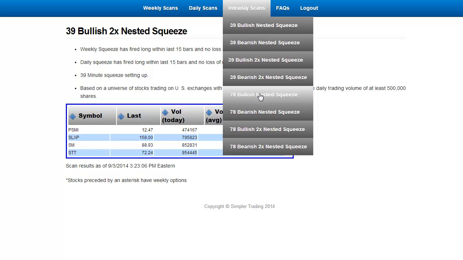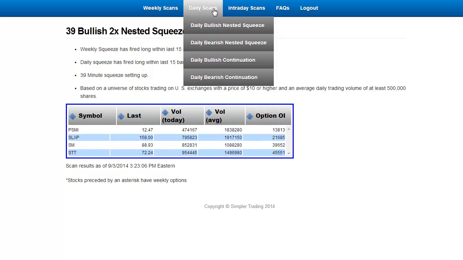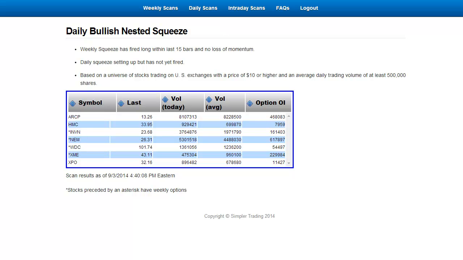And then we've got the same things going on the 78-minute charts. And then if we go under daily scans, we have daily bullish nested squeeze. And what that means, and I love these for swing trades, is that the weekly squeeze has fired and the daily squeeze is setting up, but not fired yet.